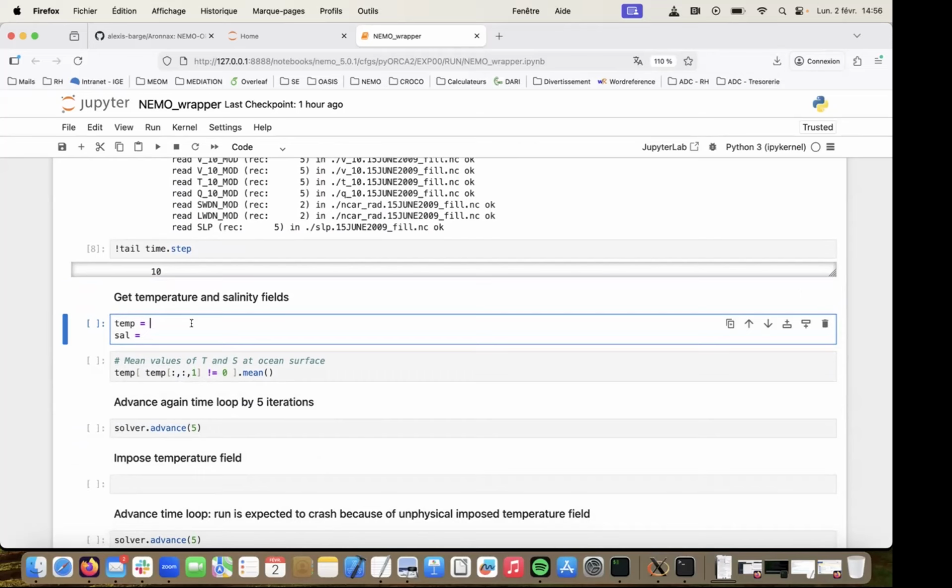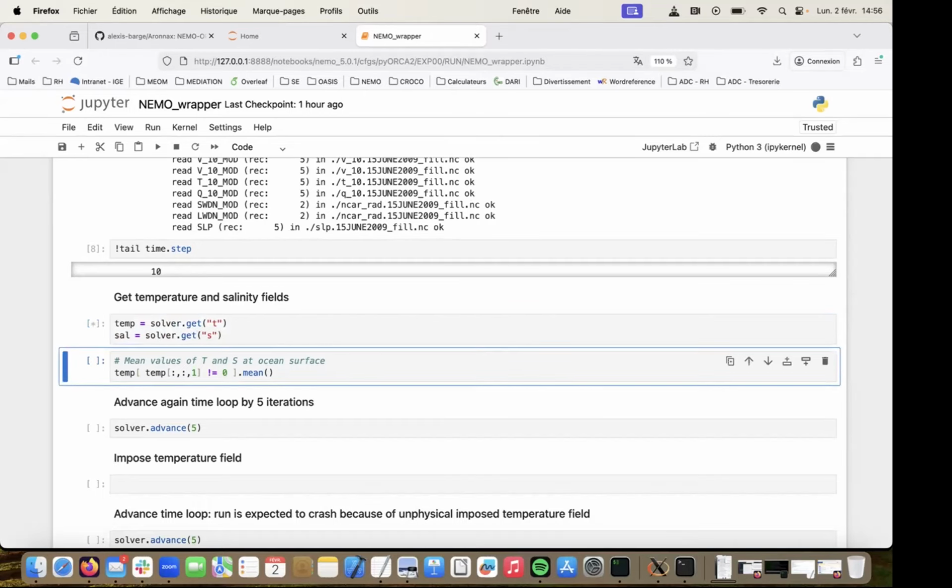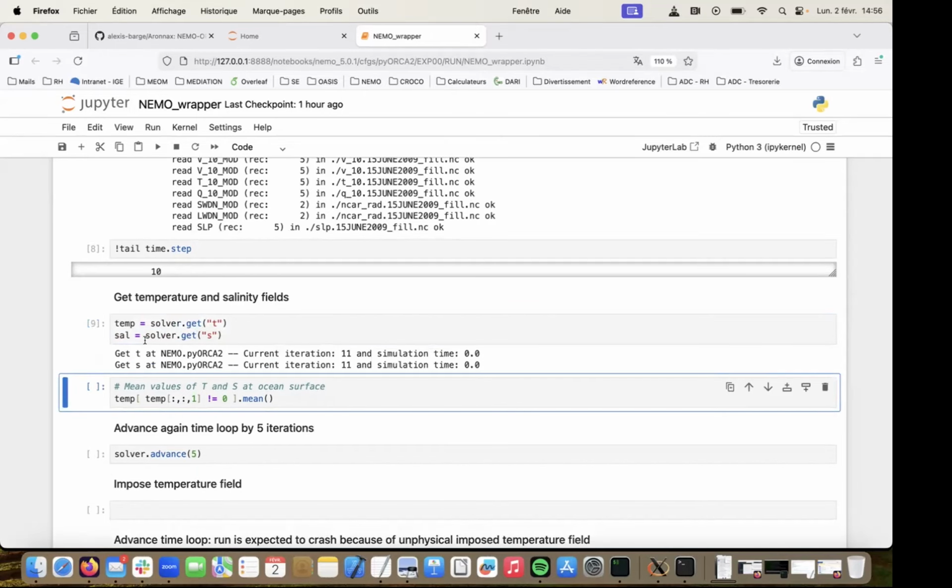So now we will see the get functions, and we can copy the fields of NEMO from the very Fortran core memory toward the Python core memory, with this get function. Okay, so now we have the temperature and salinity fields. Here, one minute to go, maybe technical details to explain how the key T and the key S correspond to the temperature and salinity fields.